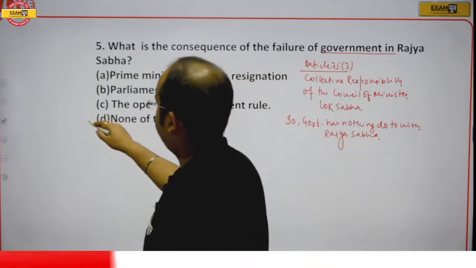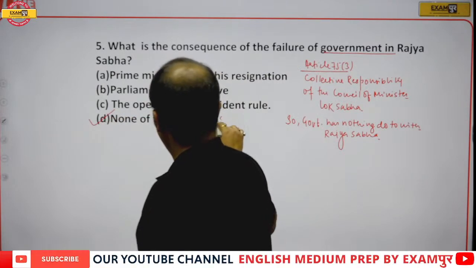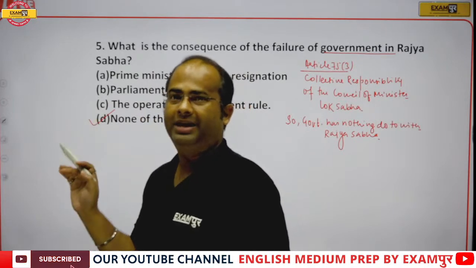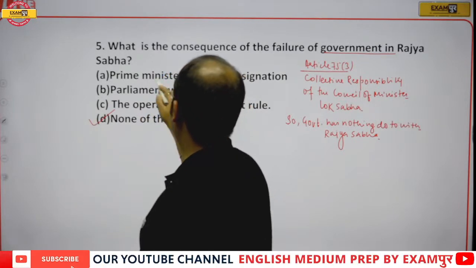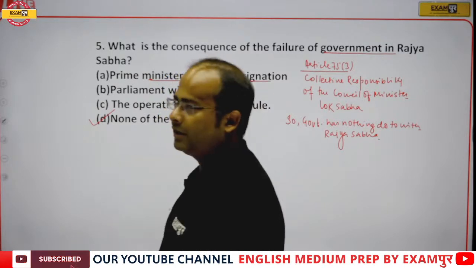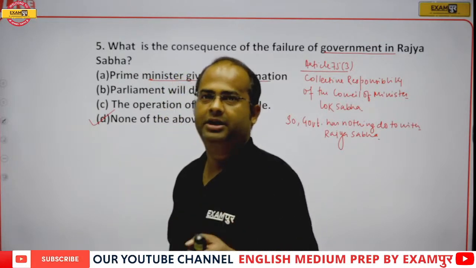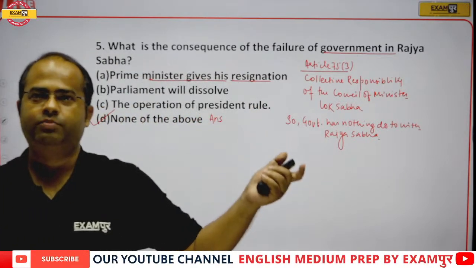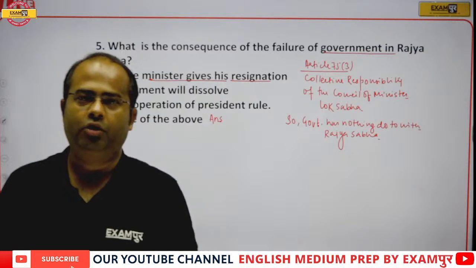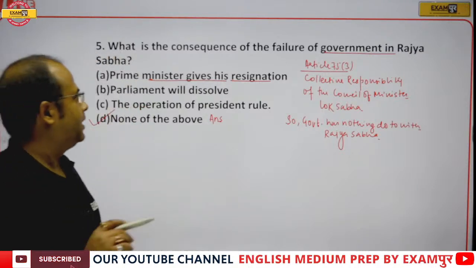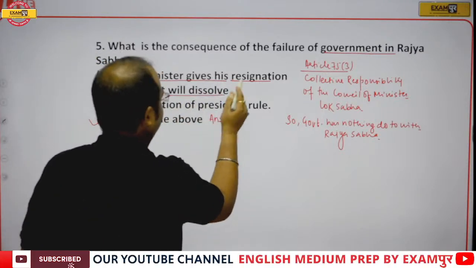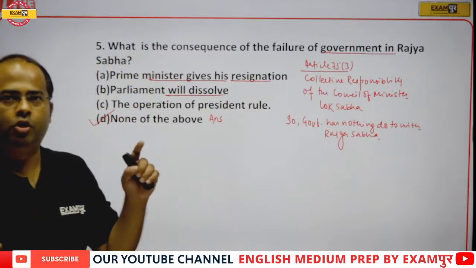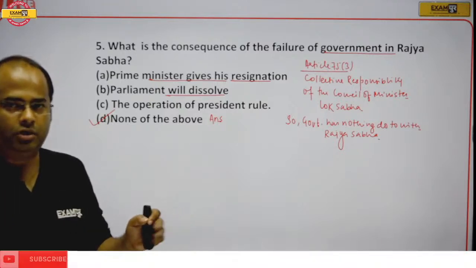So what will happen? None of the things can happen, because everything depends upon Lok Sabha, not upon Rajya Sabha at all. The resignation of the Prime Minister is taken as the resignation of the Council of Ministers, and the Council of Ministers is responsible towards Lok Sabha, not towards Rajya Sabha. Parliament will dissolve? Rajya Sabha is always a permanent house in nature. Lok Sabha dissolves, Rajya Sabha does not dissolve.